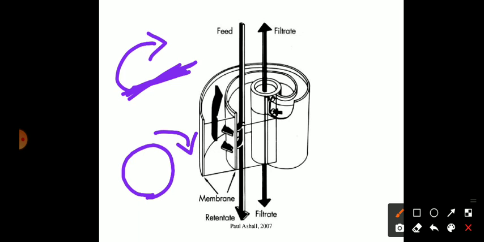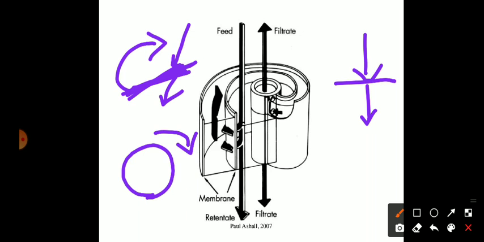Suppose that in the first case, what we can say is that the feed is inlet and the feed is outlet.